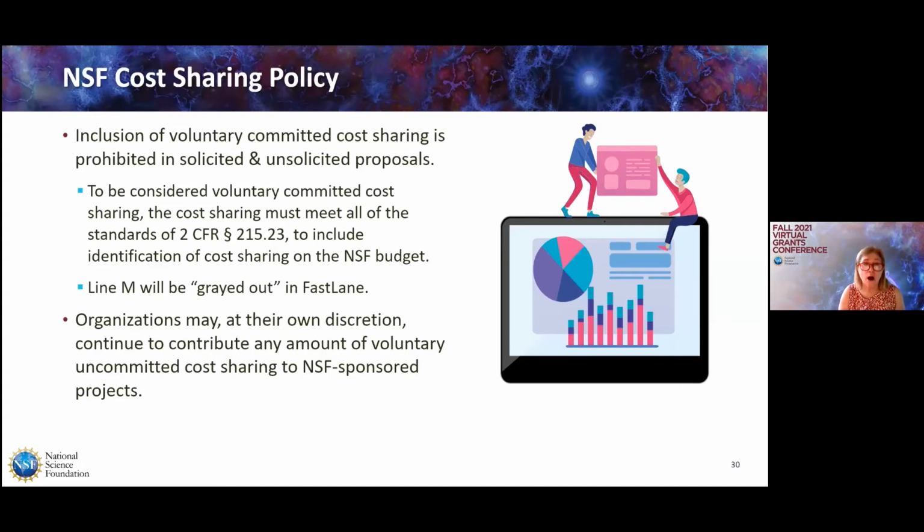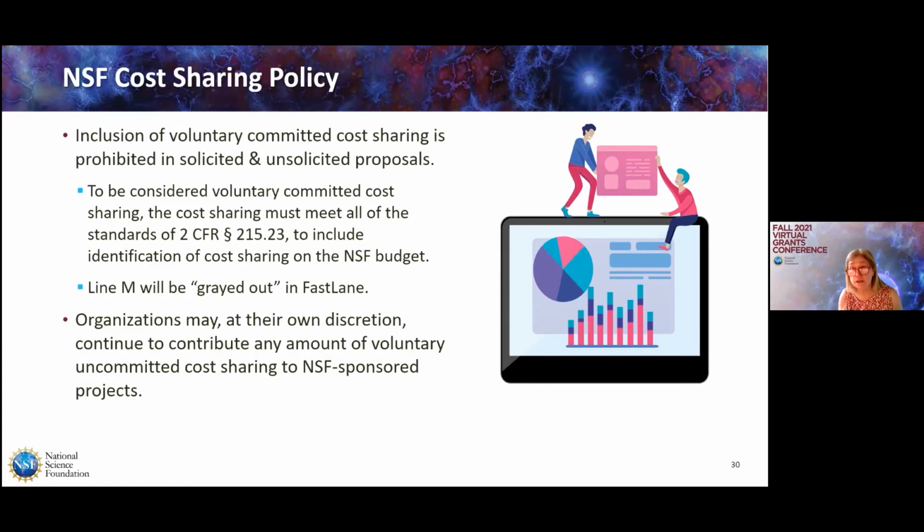And so this is the reason that we're doing this, and the reason that it is so important is that we want to level the playing field. We want to make sure that everyone has the same opportunity. They don't feel like they have to cost share in order to get an NSF award. That being said, the third category of cost sharing is voluntary uncommitted. And organizations may, at their own discretion, continue to contribute any amount of voluntary uncommitted cost sharing to NSF-sponsored projects.